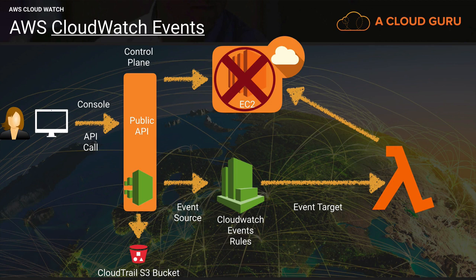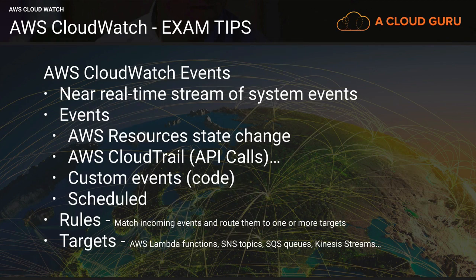So your AWS environment can automatically react to users depending on what event rules you put in there and what your event targets specify. So CloudWatch events is a near real-time stream of your system events. Your events can consist of AWS resource state changes. It could consist of things like CloudTrail API calls, which is what we just saw an example of. We can have custom events. We can also have scheduled events.